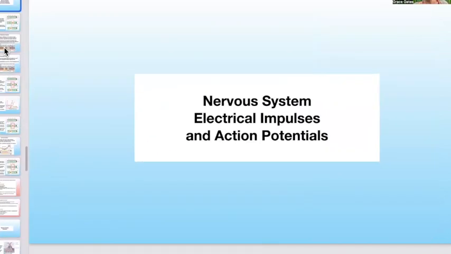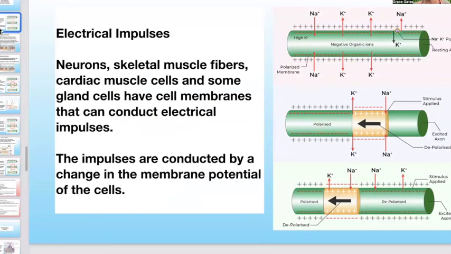So, electrical impulses and action potentials. This is really a physiology subject, but I feel like an introduction to the nervous system would be incomplete without just a few slides about electrical impulses and action potentials. So neurons, skeletal muscle fibers, cardiac muscle fibers, and some gland cells have cell membranes that can conduct electrical impulses. The impulses are conducted by a change in the membrane potential of the cell.